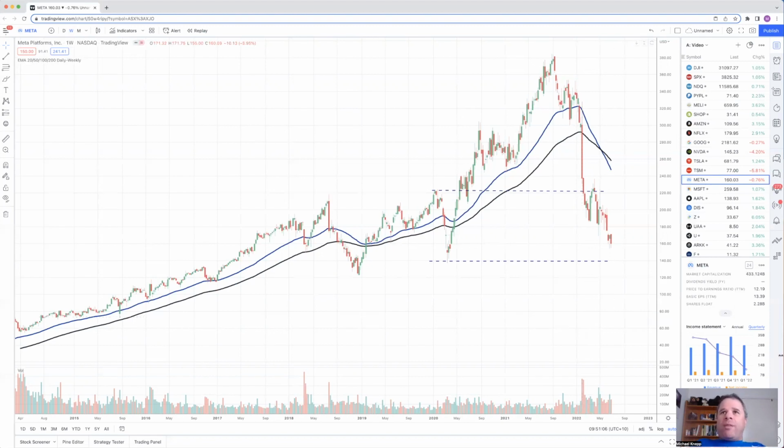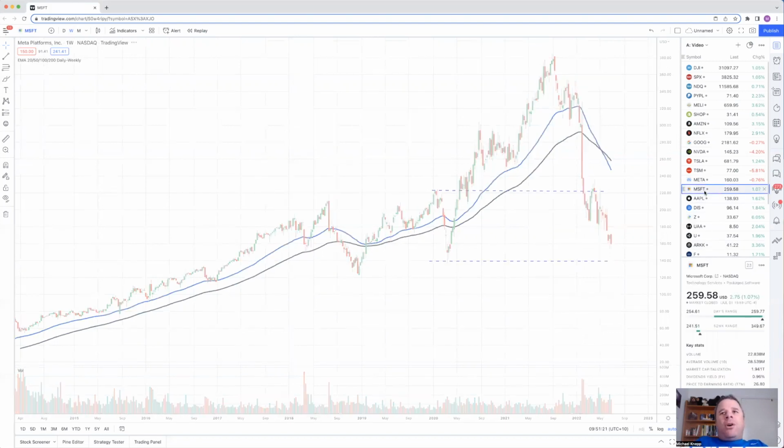Share price has fallen from $300.80 to a current share price of $160. So the share price has halved over the past, I will say, 9 months or so. And the share price is moving towards the COVID-19 lows, which were $140.